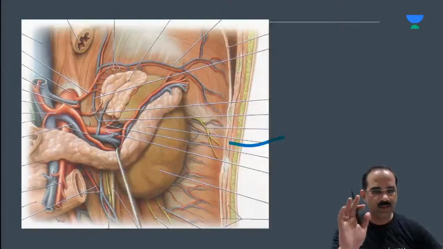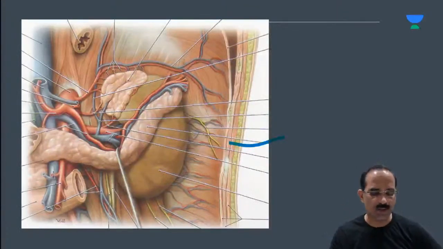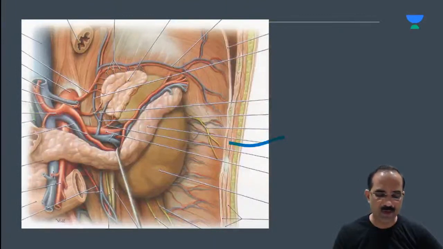Once again, I'll tell you the posterior relations of the body of the pancreas. One is the aorta with the origin of superior mesenteric artery. Second is the left renal vein. Third is the left crus of the diaphragm. Fourth, the left kidney. Fifth, left suprarenal. Sixth, splenic vein. Clear now? Chandrakanta, clear?